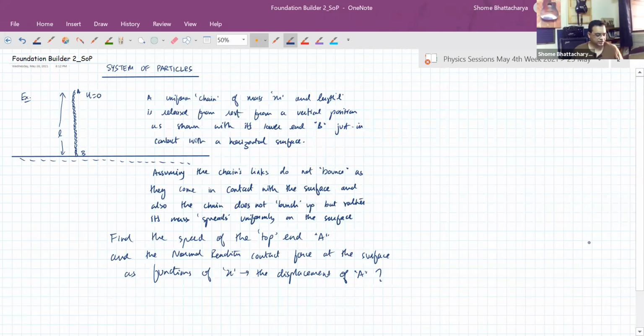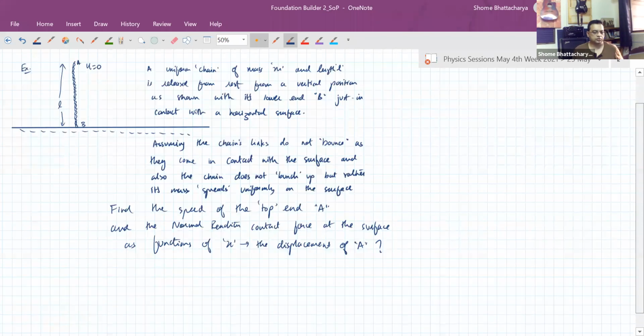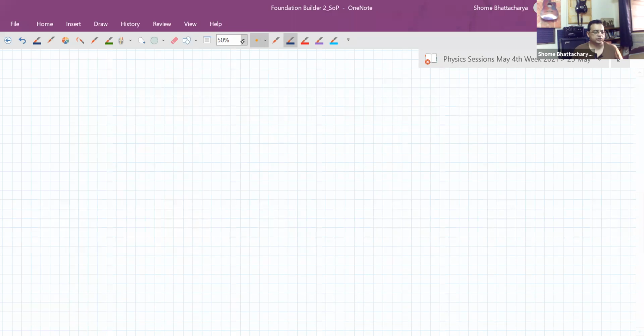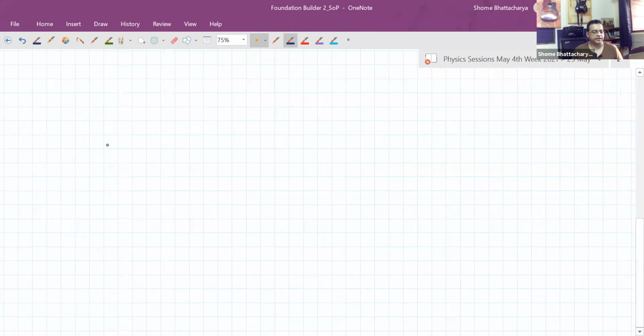Okay, so let's understand the first aspect of this question. How to find out the speed of the point A, the top end of the chain, as it is displaced through a distance x. So the first thing we have to understand here is that we cannot apply conservation of energy in this type of situation.